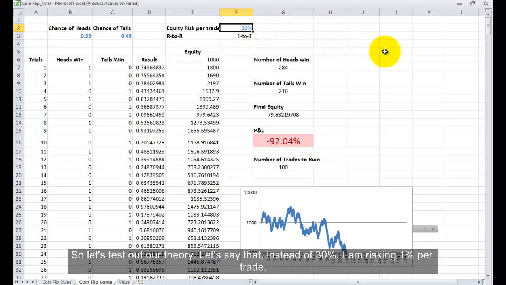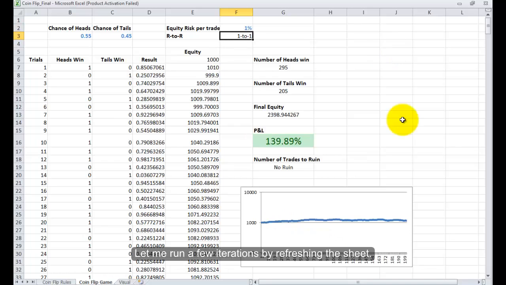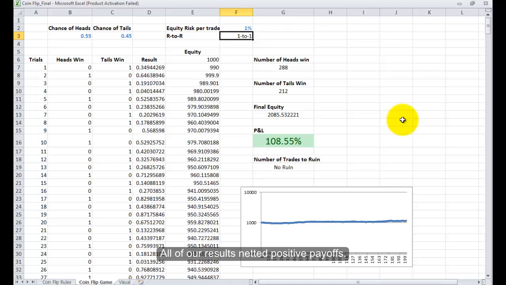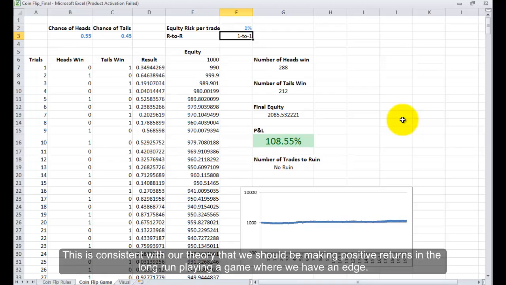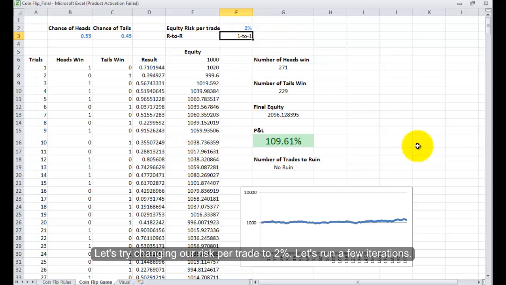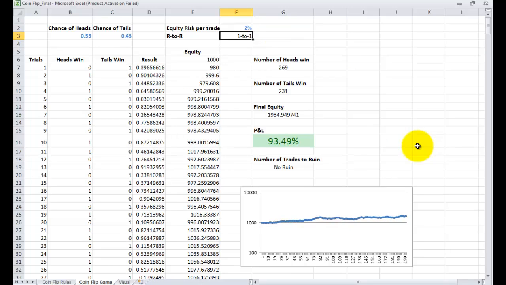Let's say that now instead of 30%, I am risking 1% per trade. Let me run a few iterations by refreshing the sheet. All of our results netted positive payoff. This is consistent with our theory that we should be making positive returns in the long run, playing a game where we have an edge. Let's try changing our risk per trade to 2%. Run a few iterations. Similarly, our results are consistent with our theory.